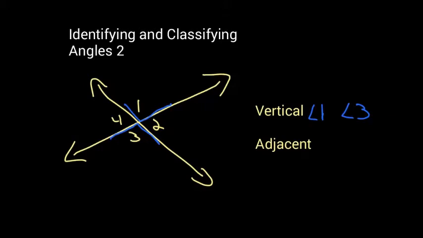Now with geometry, the whole shape can rotate. So vertical here doesn't mean up and down. It means across. So angle 4 is across from angle 2. So that makes them also vertical.